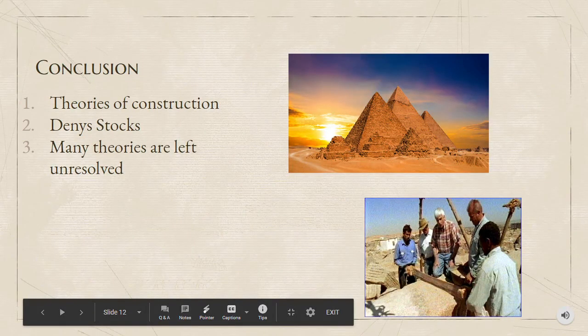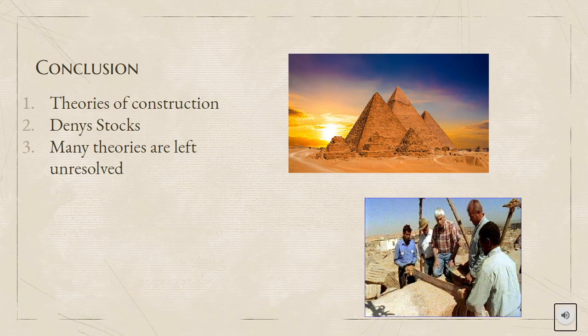The theories we discussed for how the pyramids were constructed include the ramp model theories, the concrete claim, and the raising block method. Some Egyptologists have tried to prove some of these theories, one of them being Dennis Stocks. However, from a lack of archaeological evidence, many of these theories are left unresolved, making guesswork a common practice within this field.